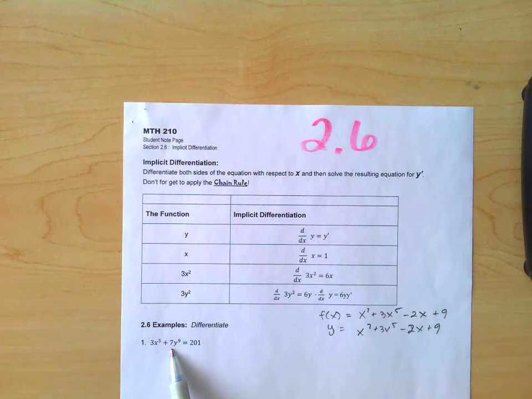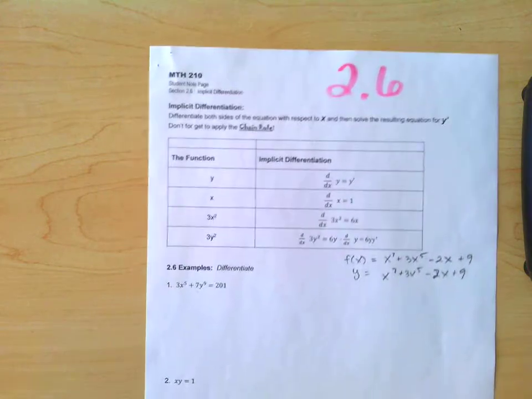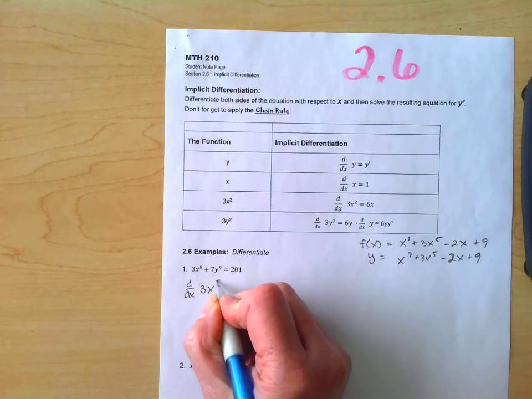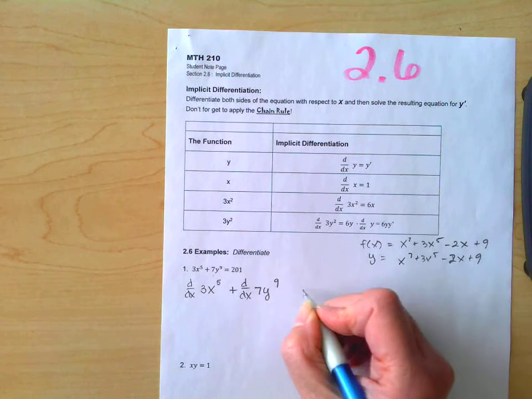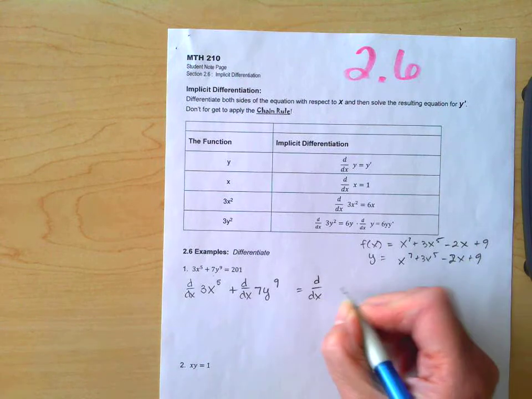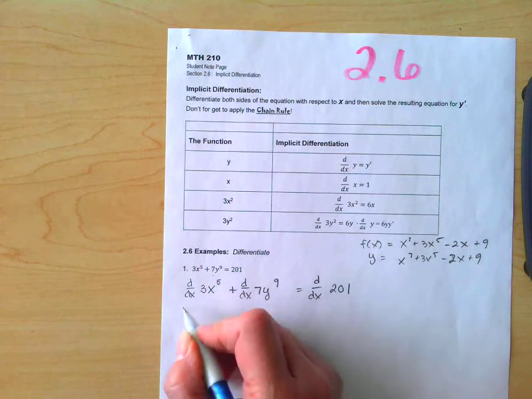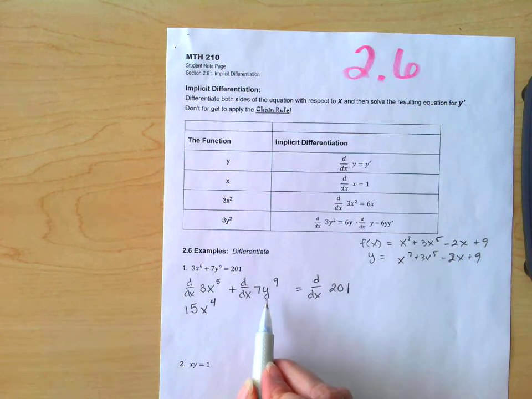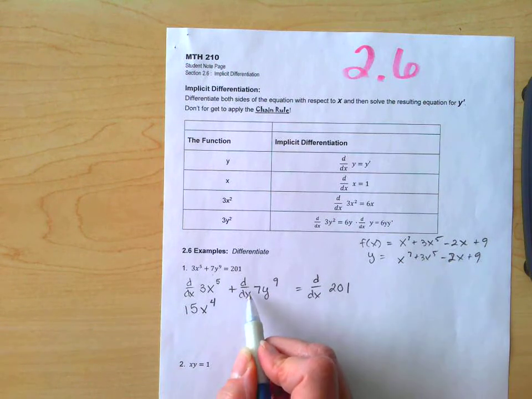We're going to take the derivative of each side of the equation: the derivative of 3x to the 5th plus 7y to the 9th, and then the derivative of 201. Let me show you how that would look. The derivative with respect to x of 3x to the 5th, plus the derivative with respect to x of 7y to the 9th, equals the derivative with respect to x of the constant 201. The derivative with respect to x of 3x to the 5th is just 15x to the 4th. For the derivative with respect to x of 7y to the 9th, we've got to apply the chain rule because we're deriving with respect to x.